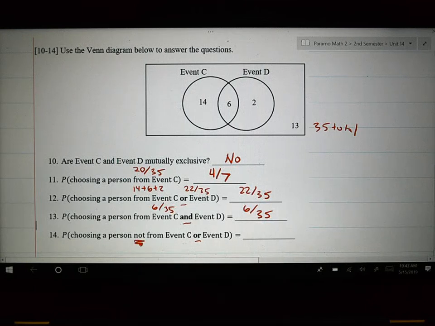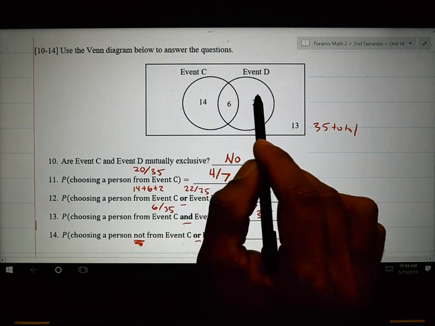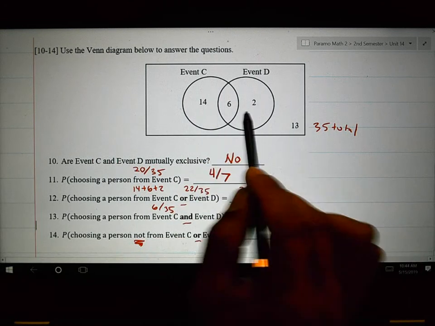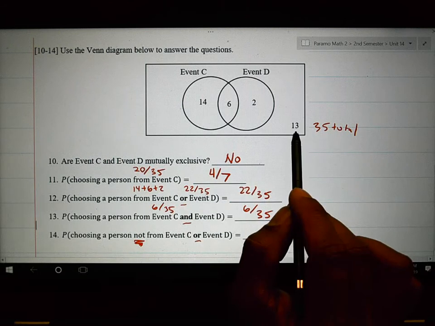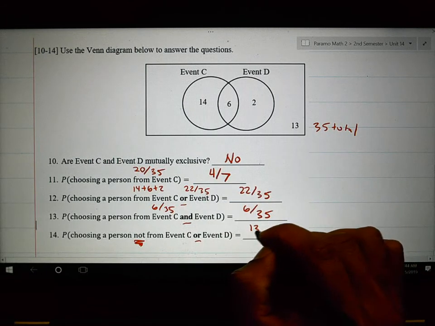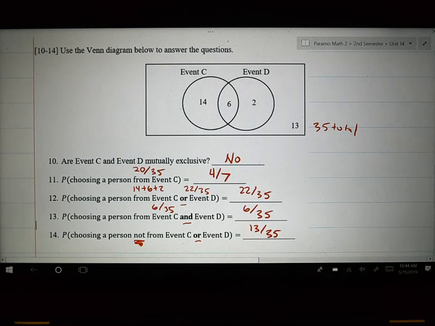Then 14 has the word not. Choosing a person not from event C and not from event D. Not here nor there. Well, what does that mean? That means the people who weren't a part of that. There were how many that were not a part of it? 13 out of 35.